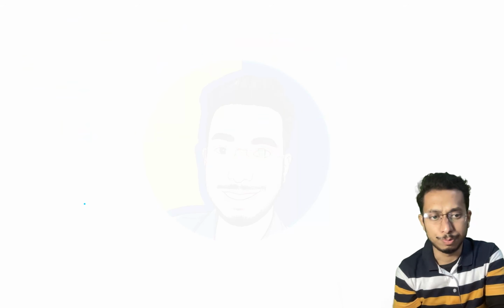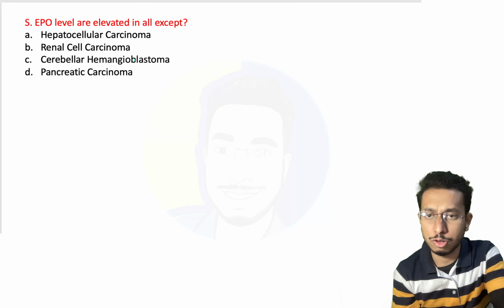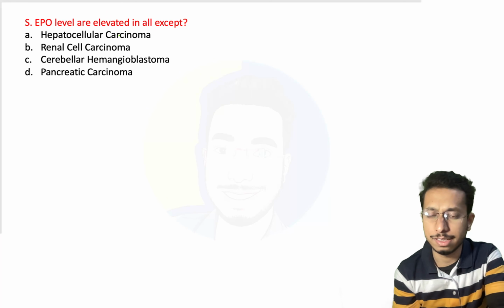Okay, so coming to the question: serum erythropoietin levels are elevated in all except. It is increased in hepatocellular carcinoma, renal cell carcinoma, cerebellar hemangioblastoma. So the answer here is pancreatic carcinoma.